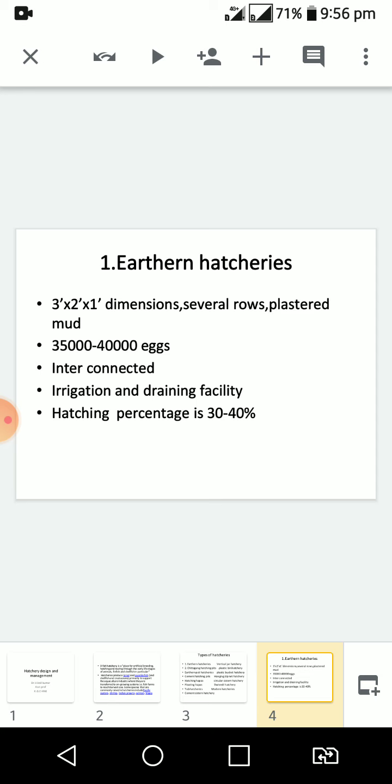Earthworm hatcheries have several rows and plastered mud. They accommodate 35,000 to 40,000 eggs. The hatcheries are interconnected, and irrigation and draining facility is also available in this hatchery. The hatching percentage may be 30 to 40%.